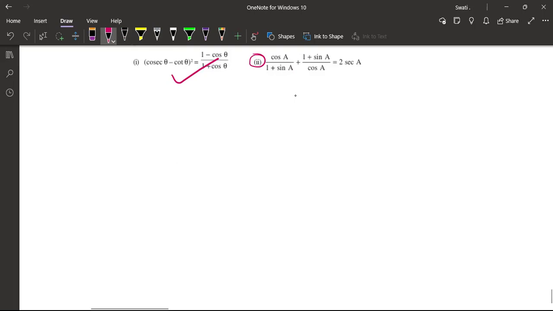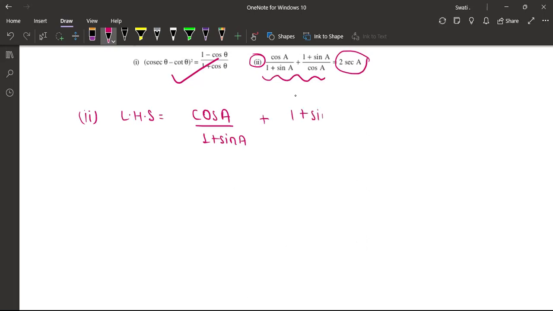So इसमें भी हमें क्या करना है मान्या? हमें prove ही करना है, right? So you can see कि LHS में ये part है और RHS में ये है, right? So Manya, tell me on the LHS, what do we have? I'm just writing the question as it is. Cos A upon 1 plus sin A plus 1 plus sin A upon cos A. Right?